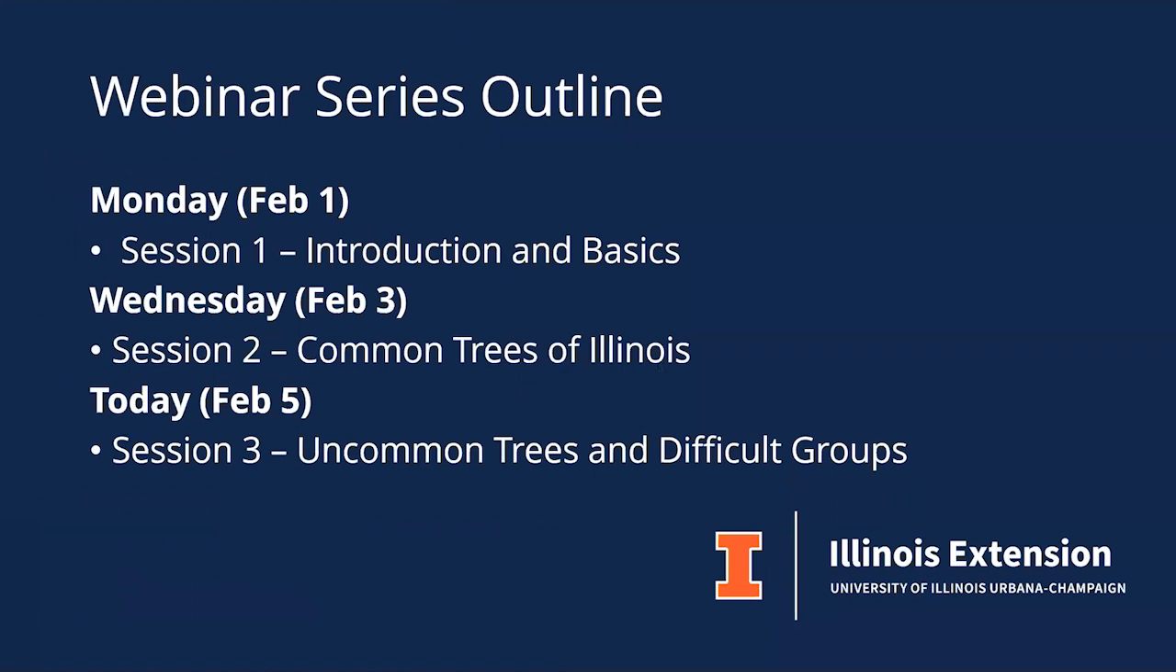Monday's session was really the introduction and the basics. We focused on those characteristics that we needed to look at when identifying trees in the winter. Wednesday's session, of course, was common trees of Illinois, and today we're focusing mostly on these difficult groups, the oaks and hickories. And then we'll also touch on a few uncommon trees that we were just unable to squeeze into day 2.